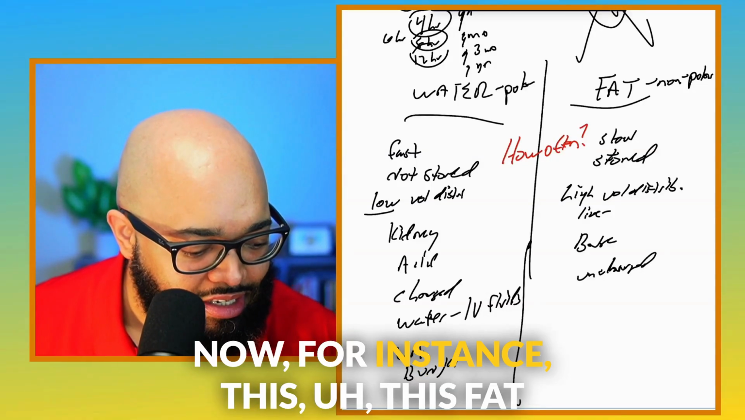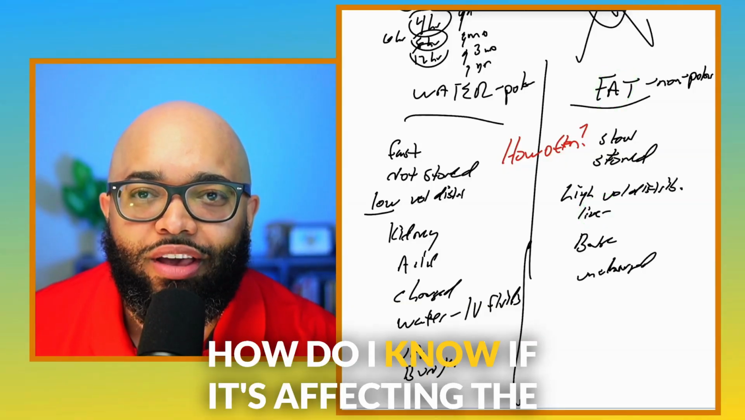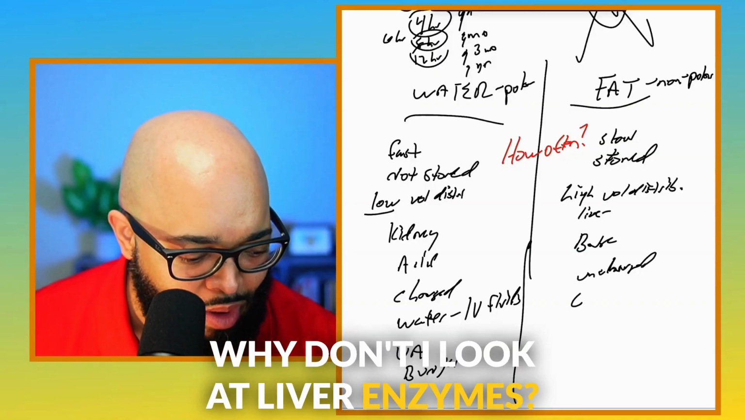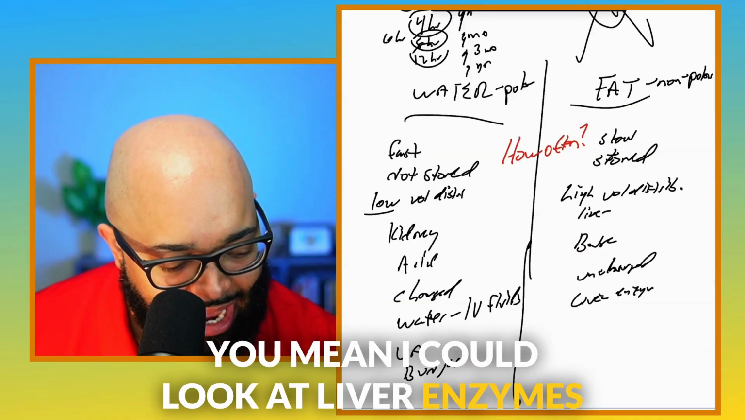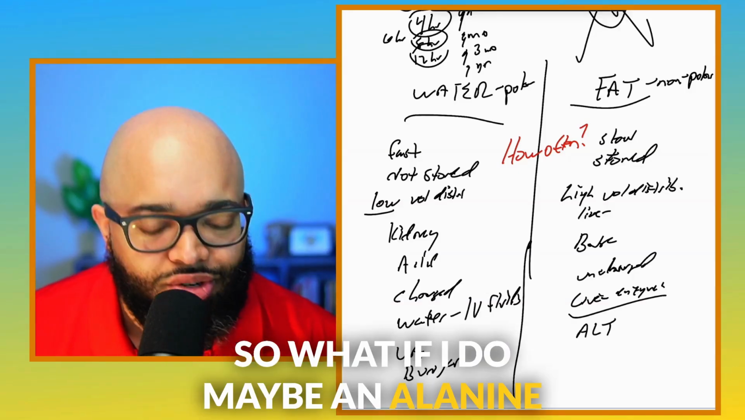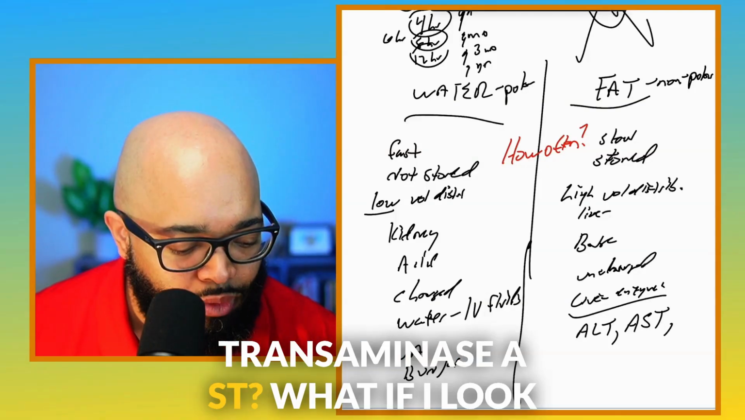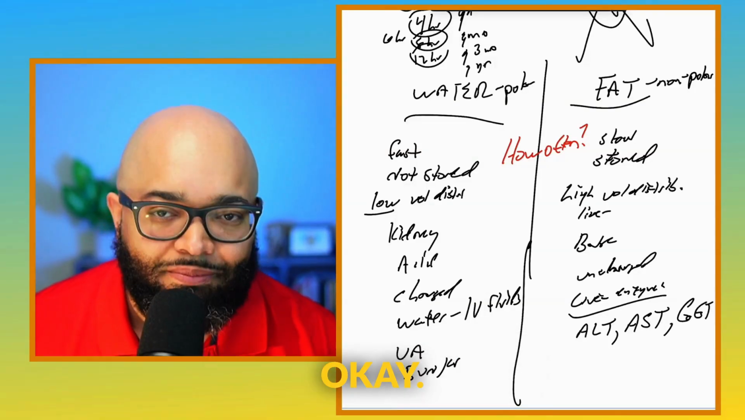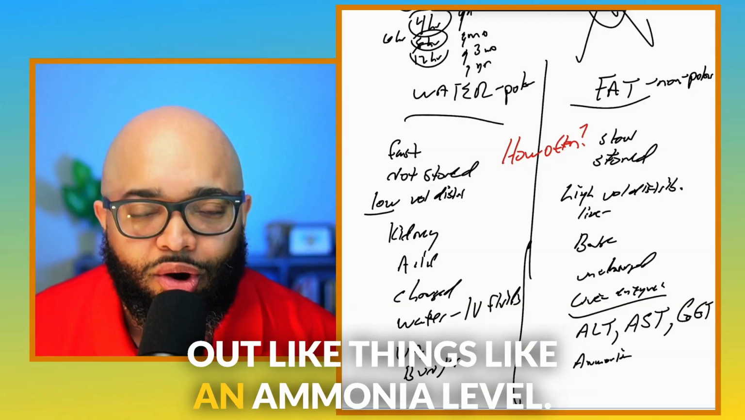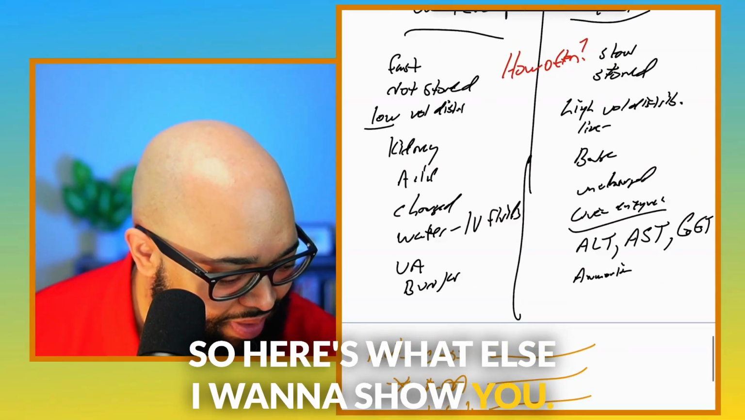Okay. Now, for instance, this fat soluble drug, it's going to primarily affect the liver. How do I know if it's affecting the liver too much? Why don't I look at liver enzymes? Wait a minute. You mean I could look at liver enzymes to tell if this drug is causing liver damage? Oh, yeah. So what if I do maybe an alanine transaminase level, an ALT? What if I do an aspartate transaminase, an AST? What if I look at the GGT level? Obviously, I'm going to want to maybe check things like an ammonia level.